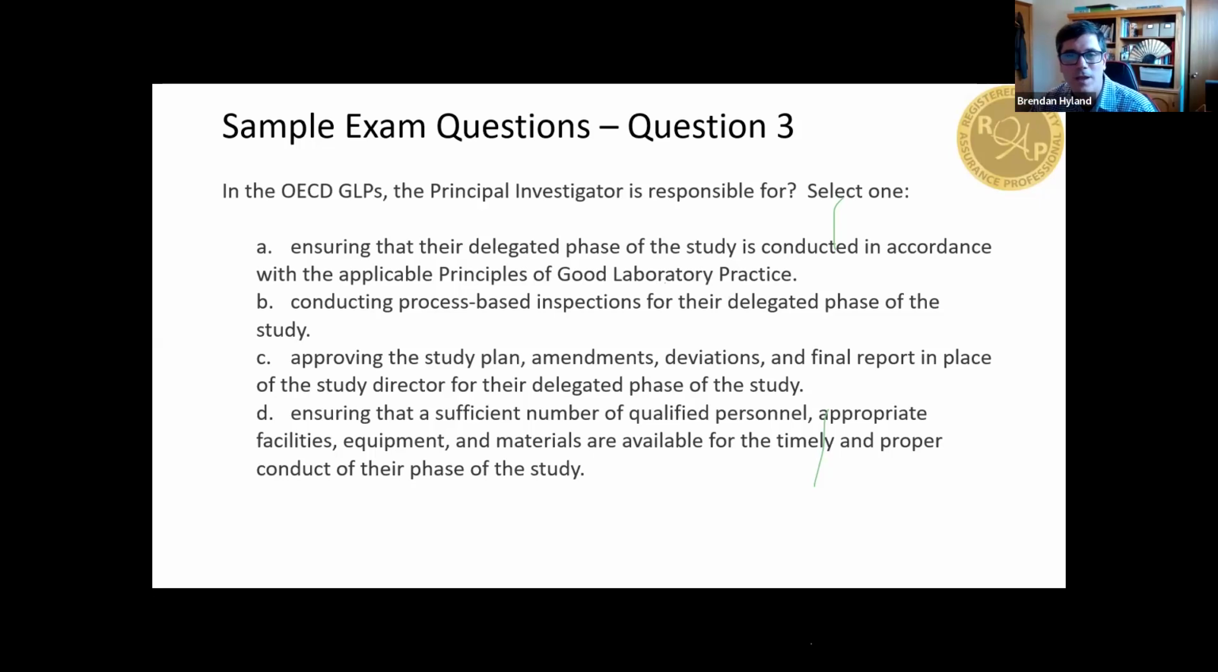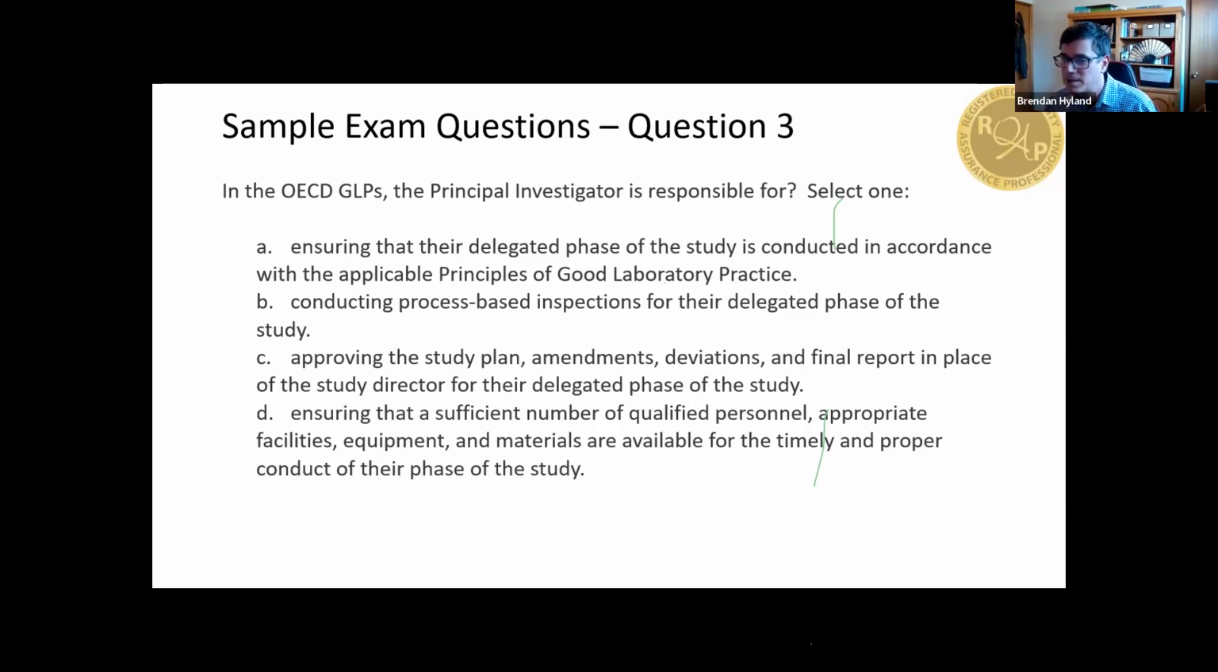So here we're looking at process of elimination, right? Ensuring that their delegated phase of the study is conducted in accordance with the principles of good laboratory practice. The key thing there is that the delegated phase is conducted in accordance to GLPs, right? Conducting process-based inspections, of course, we can eliminate that because that's QA's job. Approving the study plan, amendments, deviations, and final report in place of the study director. We know that C doesn't work.